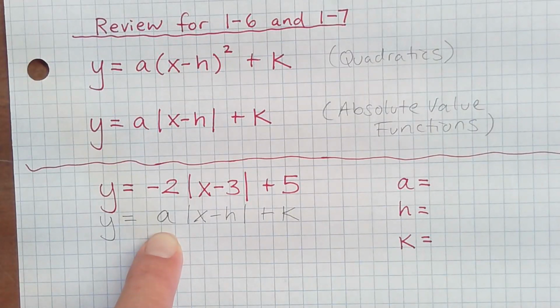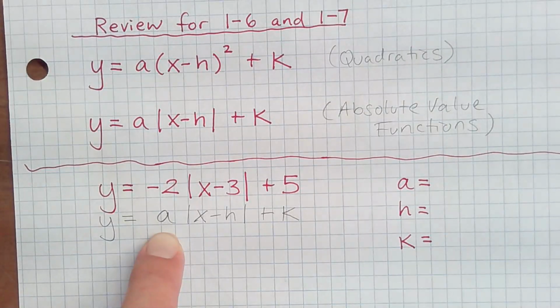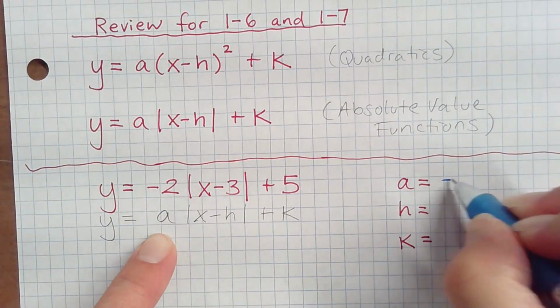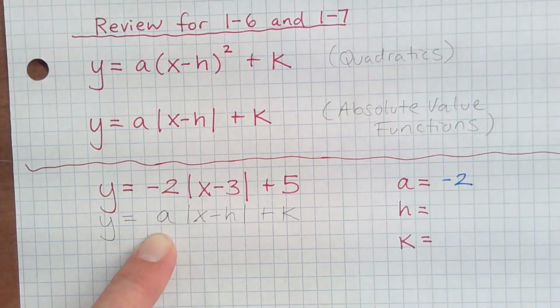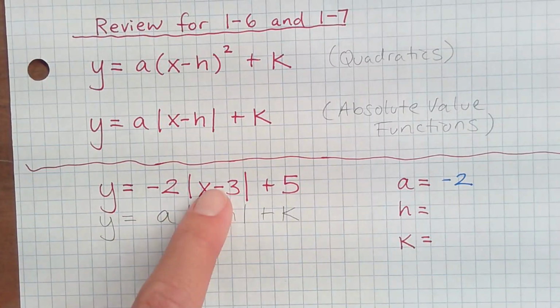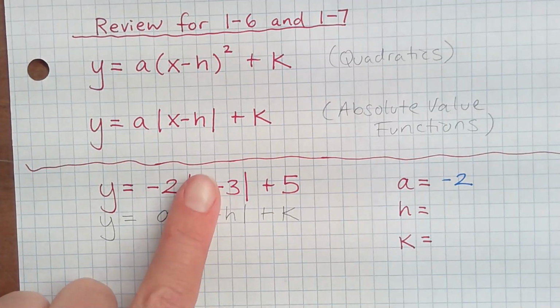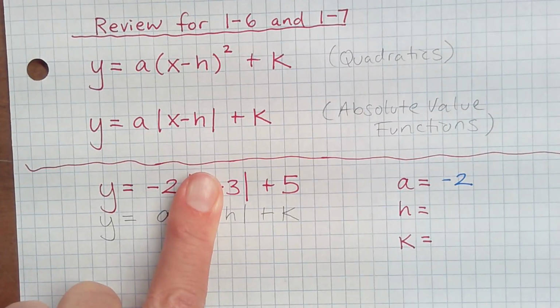Soren, what are you looking for? Thanks. The a is negative 2. And then what's my h value? This one's a little tricky though. Is it 3 or negative 3? 3. So in the formula, that minus is there. That means the h is 3.